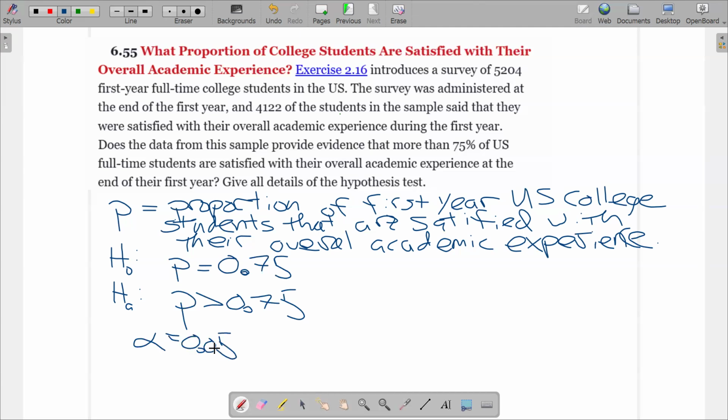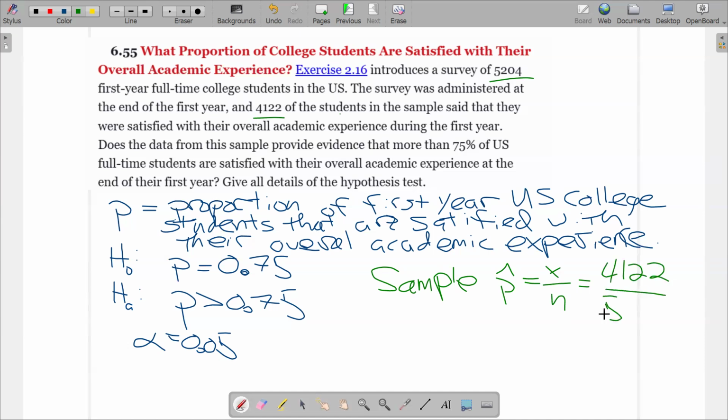Okay, so that's for any hypothesis test, that's the initial setup. State in words what your parameter means, and then write down in symbols what the hypotheses are and pick a significance level. Then we look at the sample. So what do we know about the sample? For the sample, we had a sample size of 5,204, and we had 4,122 that were satisfied. So for the sample, we've got P hat, which is X over N. X is 4,122, N is 5,204. And what is that number?